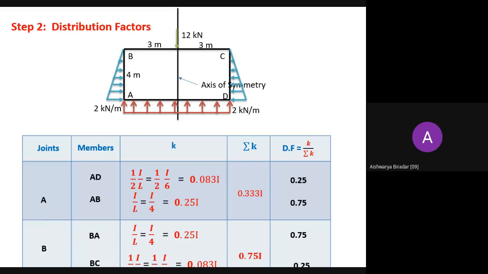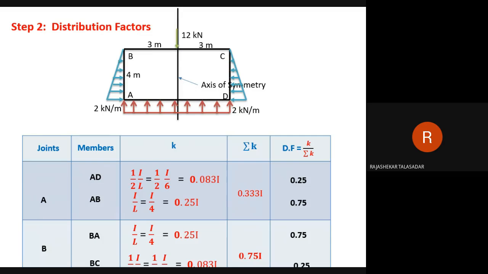Half of I by L. Yeah, half of I by L. Fine. I is I only. If he has not given any value of E and I separately, you have to assume that they are I only. Okay. It is I, span of AD is 6 meter because this is 3 plus this is 3. So you will get 0.083.